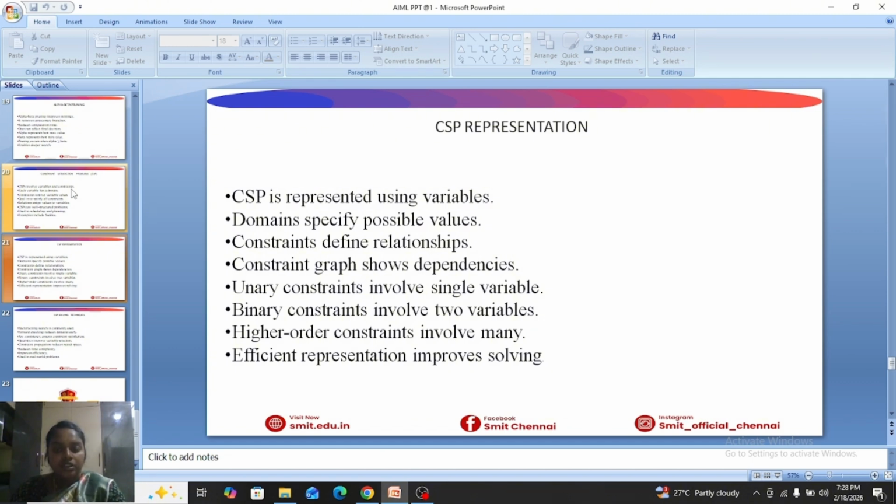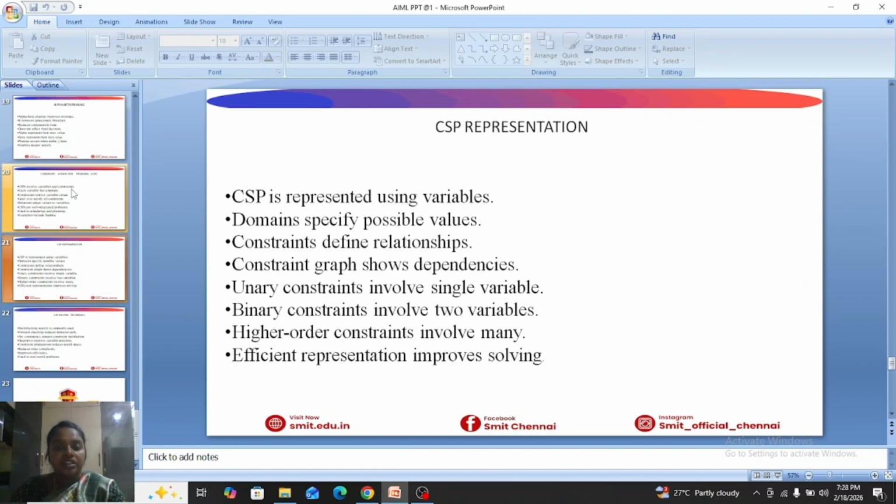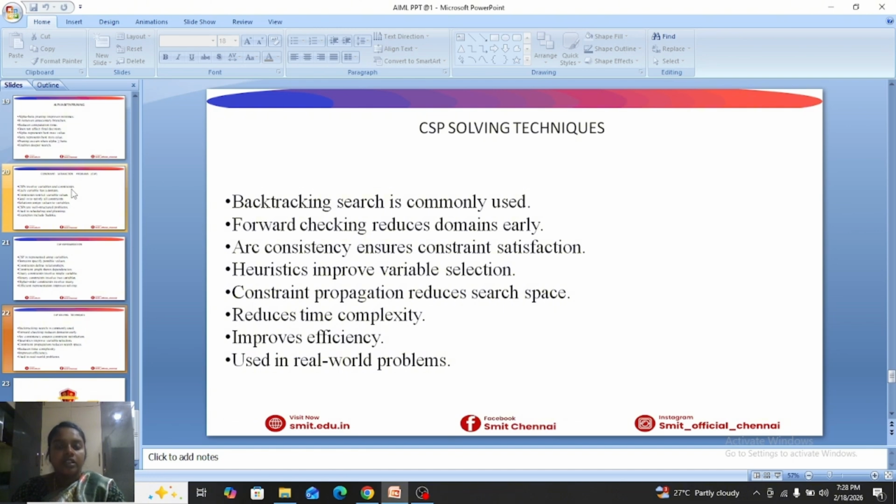CSP representation, that is, constraint satisfaction problem representation. It is represented using variables. A domain specifies the possible values. Constraints define relationships. A constraint graph shows dependency. Unary constraints involve a single variable. Binary constraints involve two variables. Higher order constraints involve many. Efficient representation improves solving.